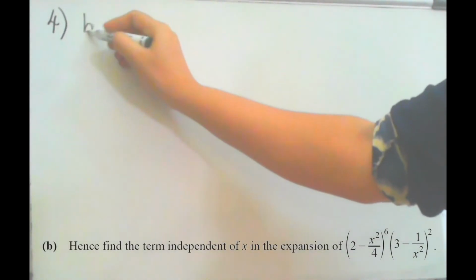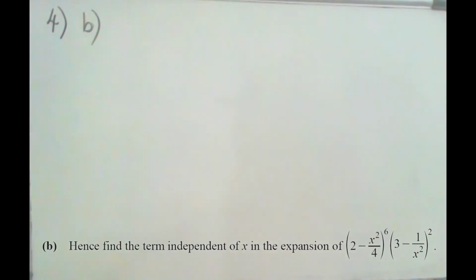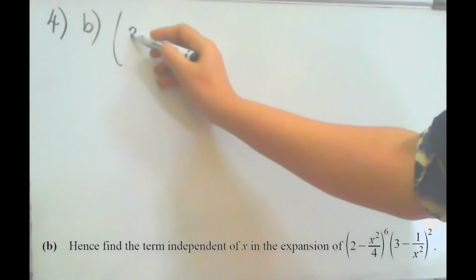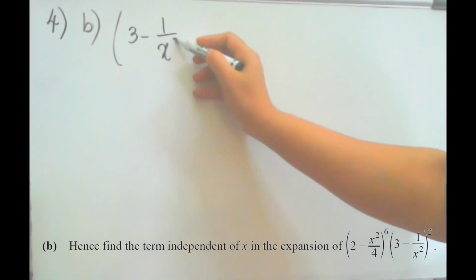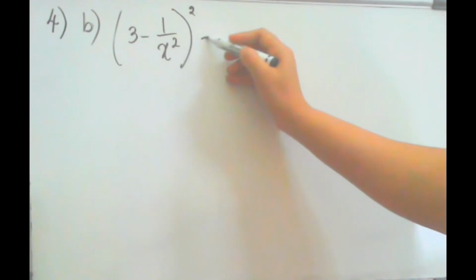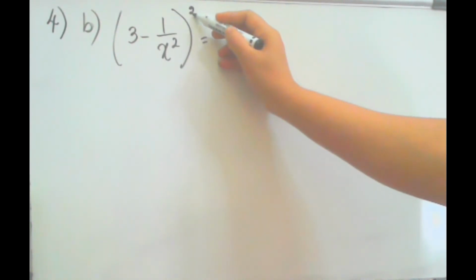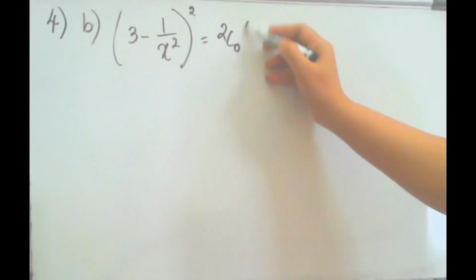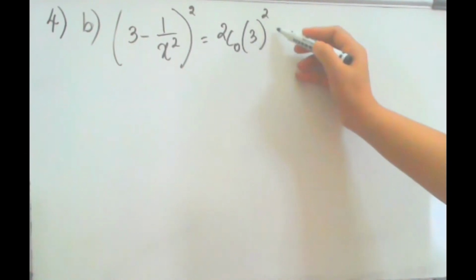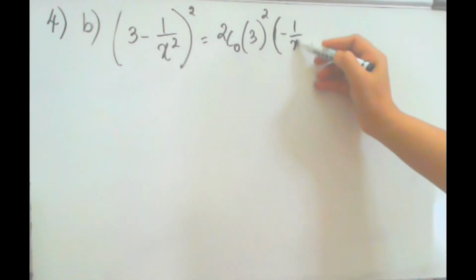Now on to 4b. Hence find the term independent of x in the expansion of 2 brackets. Now the first bracket we have already expanded. We will expand the second bracket and then we will see what is the term that is independent of x. Okay, so let us expand the second bracket, 3 minus 1 over x square power 2. So as we learned already, we start with the index.